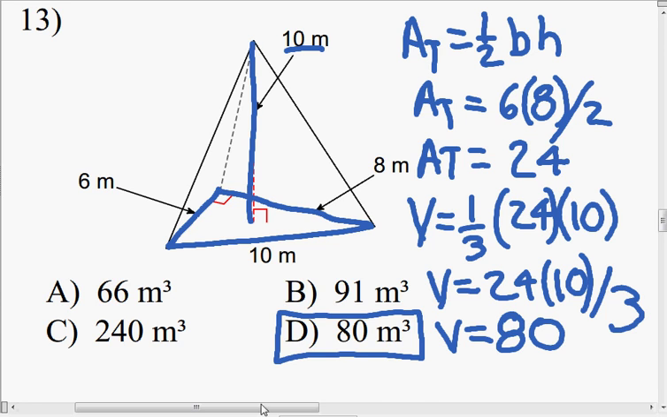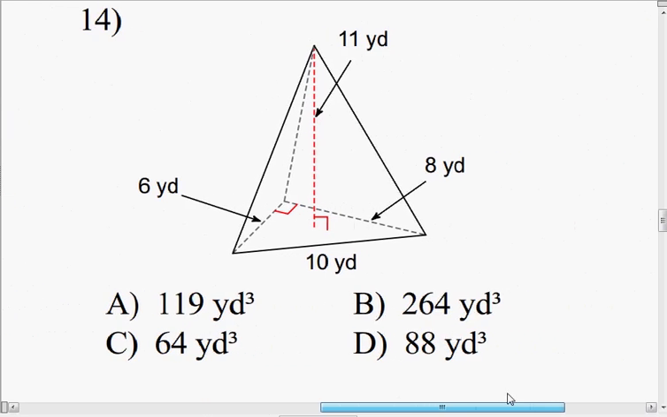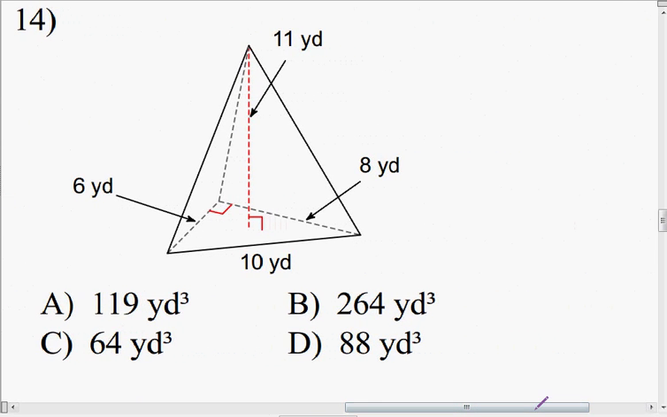Let's look now at problem number 14. Take a quick look at that. We can do that in 3 minutes.